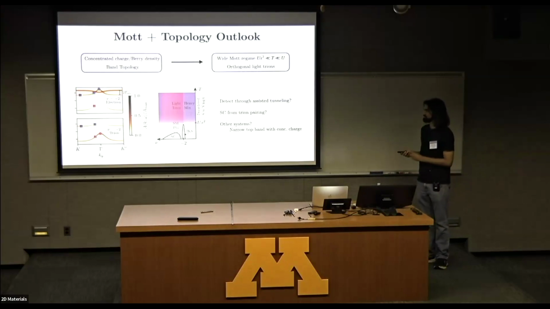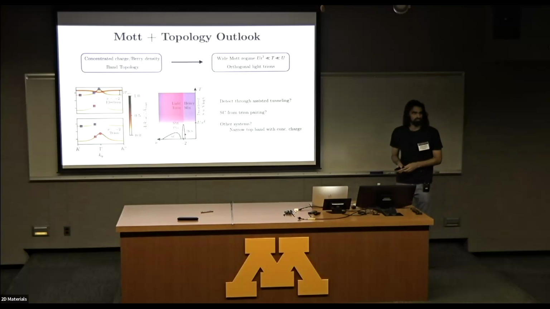Some open questions include: can we actually detect these things experimentally through assisted tunneling? That would enable us to start asking questions similar to those in the cuprates, because we could actually see the low energy carriers that are about to pair. And likewise, superconductivity from trion pairing. Also, since these ingredients aren't so model specific, you could imagine many systems that could have concentrated charge density and band topology. Are there other systems that do this?